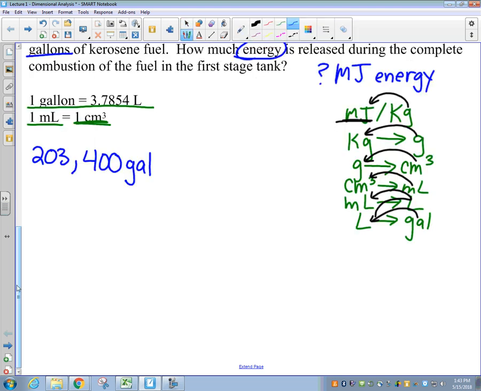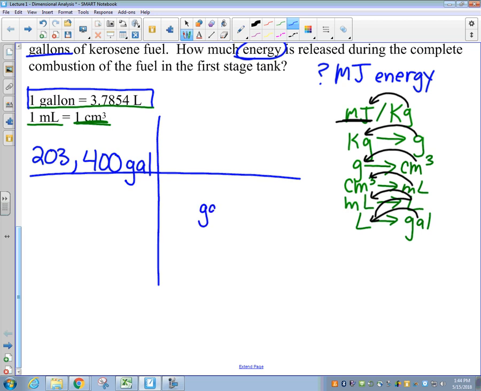Starting with my given, which is a value in gallons. We are going to take the conversion factor that relates gallons to liters, and if I start with a value in gallons, in order to get rid of gallons, I need to have that same unit in my denominator. When I have the same unit on top as on the bottom, those units cancel out. So I know that 1 gallon equals 3.7854 liters. Now we're in units of liters.